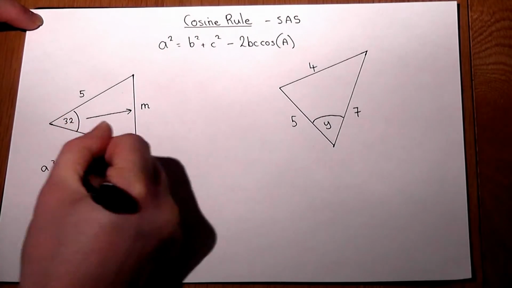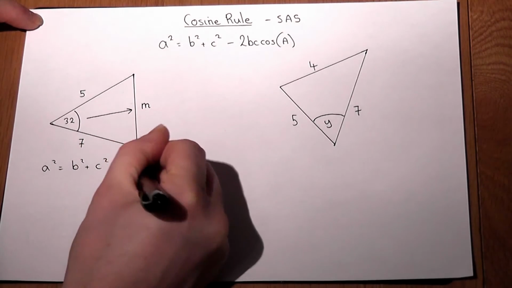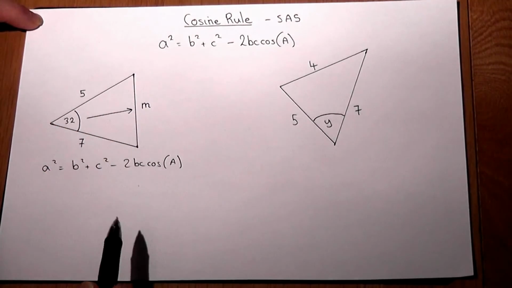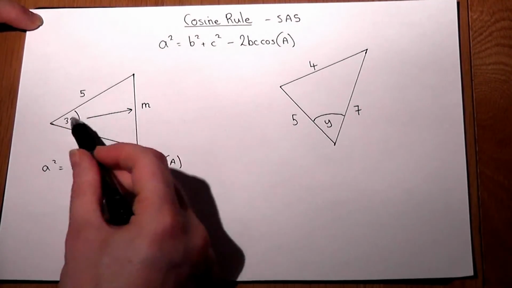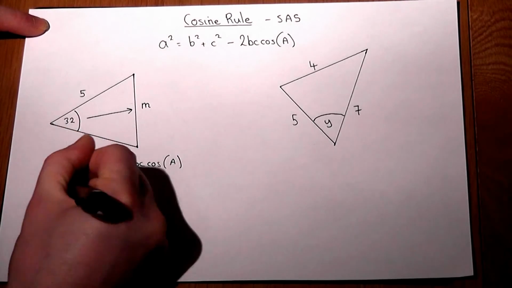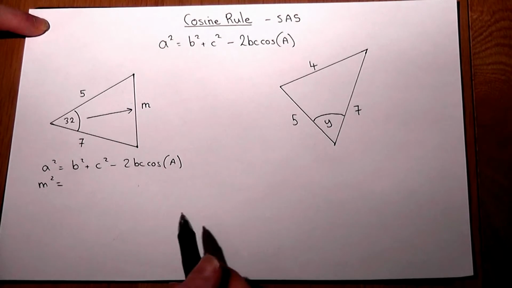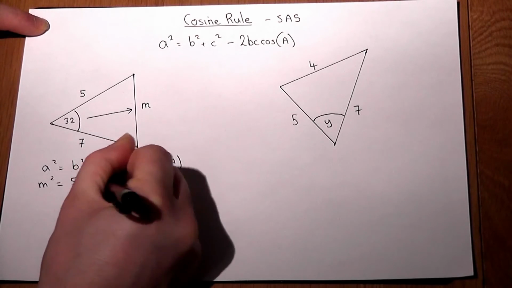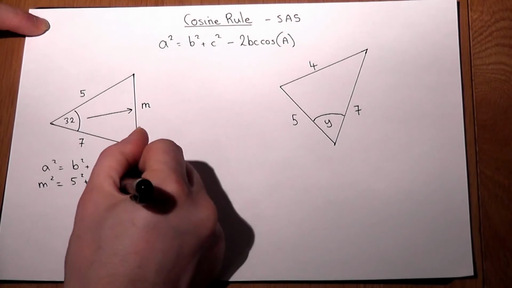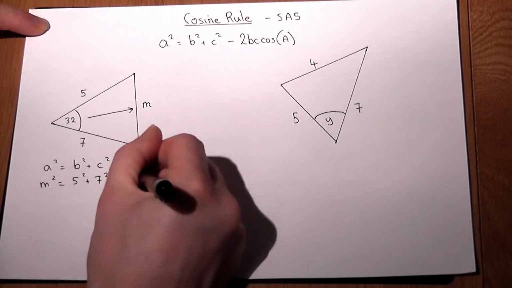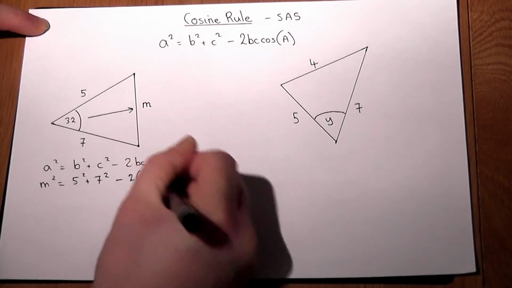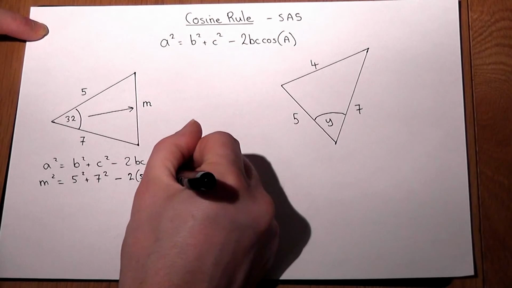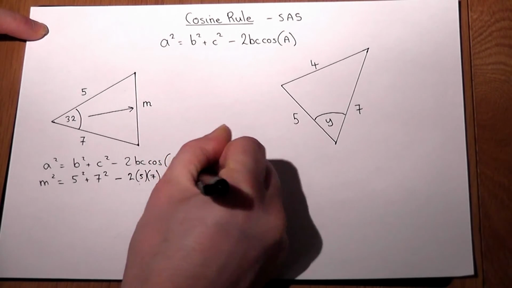And the rule generally is given like so, but we must adapt this rule to our given numbers and letters. Now A is always the side opposite the angle, so m squared, and B and C are the other two sides. It does not matter which way around you have B and C. So we'll have 5 squared plus 7 squared, and then take away, again B and C, two lots of 5 and 7. And A is the angle enclosed between the two known sides, so cos of 32.